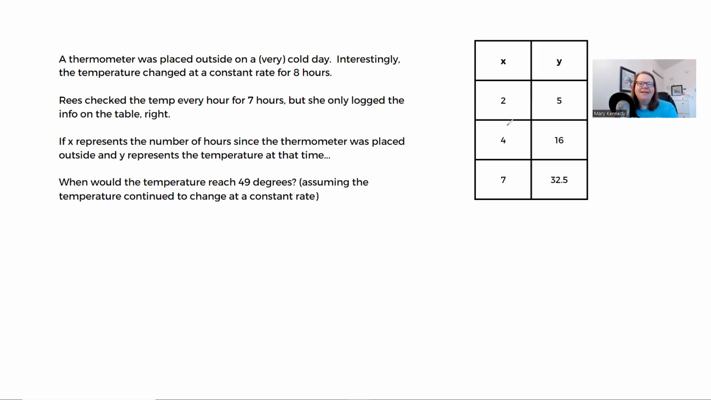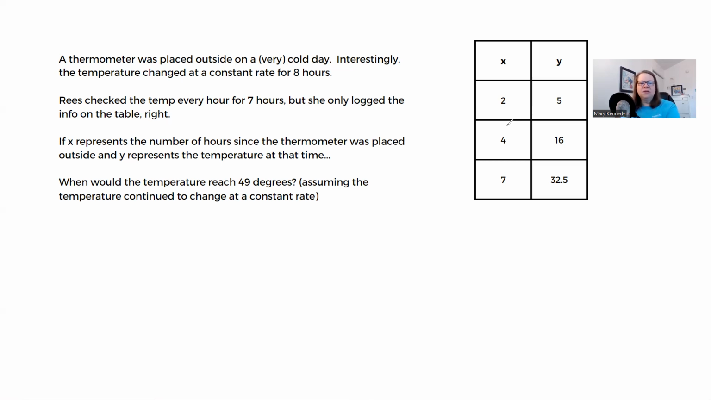But it says, interestingly, the temperature changed at a constant rate on this very cold day for 8 hours. So constant rate of change for 8 hours, either increasing or decreasing. It doesn't say that in the paragraph. It says recheck the temp every hour for 7 hours, but she only logged the info on the table. So, table on the screen.